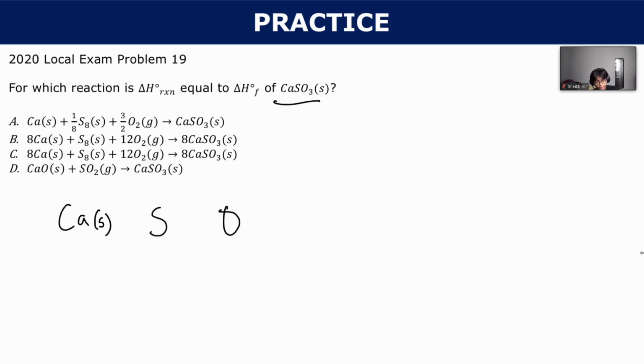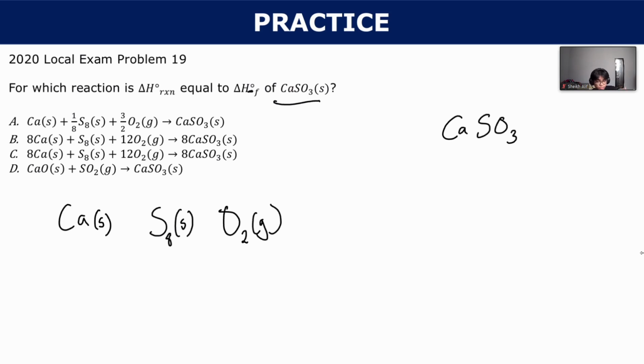Sulfur is actually going to come in S8. It's also going to be a solid. And oxygen is going to come in O2, and it's going to be a gas. These are the standard states. And when you are calculating the enthalpy of formation, this thing over here, that degree sign, tells you that we're dealing with standards. So what you want to do is set the products equal to the compound that you want.